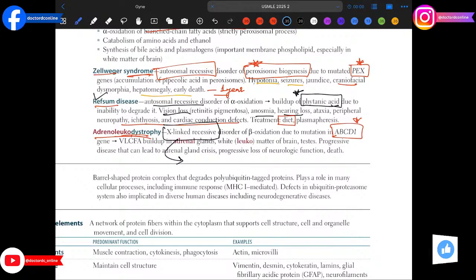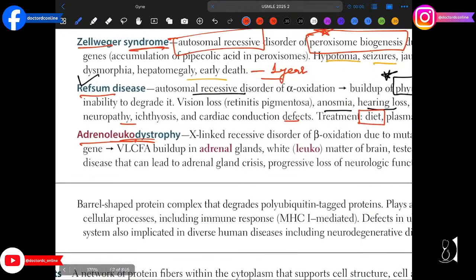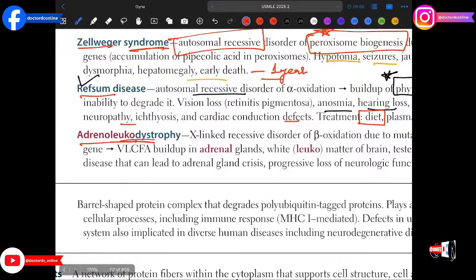So who do you think is more likely to get this, males or females? That would be males, since they only have one X chromosome, so they only need to inherit one defective gene, which is often from their mother, who is an asymptomatic carrier. So what's the classical clinical presentation? That one's a trick question because this one comes in a few different flavors. The most common three types by far are the childhood cerebral form, the adrenomyeloneuropathy form, and the adrenal insufficiency only form.